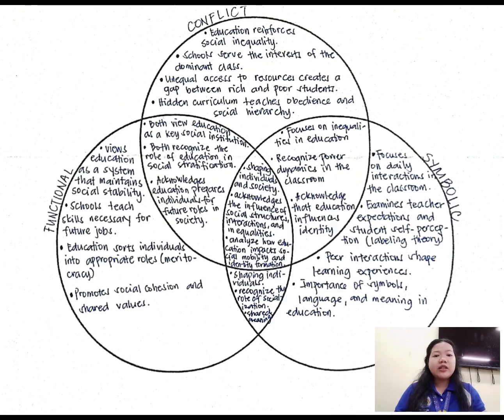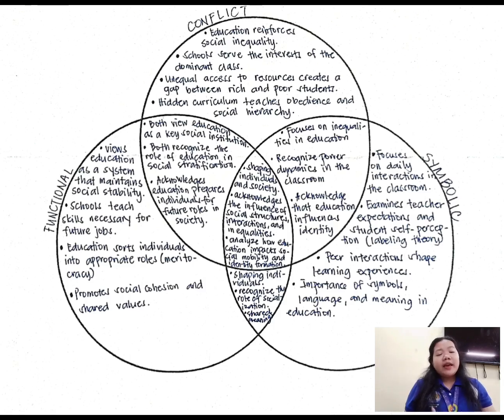Functionalists see education as a way to ensure that society functions smoothly by preparing individuals for their future goals. In school, we help maintain order by teaching discipline, responsibility, and even cooperation to our students or learners. Second, schools teach skills necessary for future jobs.